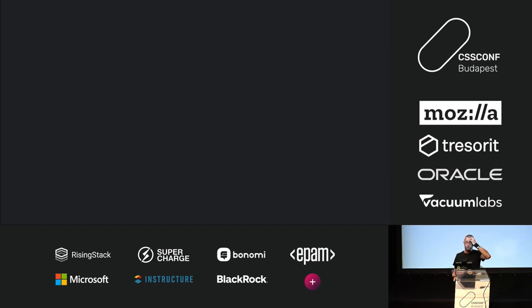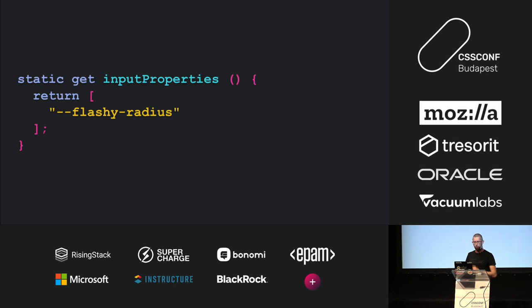So what does it look like when you want paint worklets to access those custom property values? It's not too onerous, really. It's just a two-step process. The first is to add a static getter method to your worklet class called input properties, which returns an array of all the custom properties that we've registered.